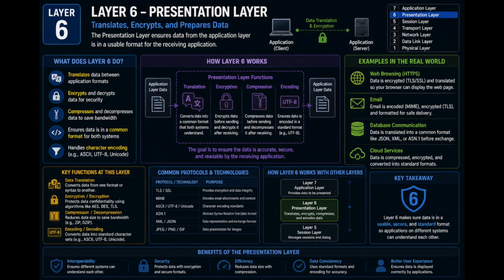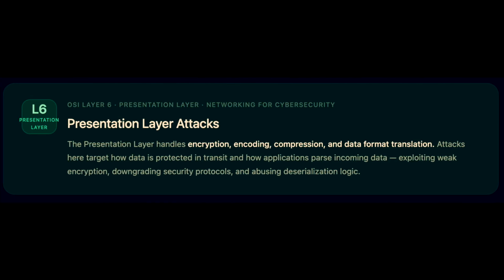It receives raw application data from layer 7, transforms it into a secure and standardized format, and passes it down to layer 5 for session handling and onward transmission. Moving on to attacks at layer 6. The presentation layer handles encryption, encoding, compression, and data format translation.